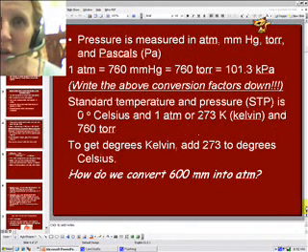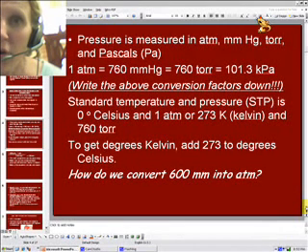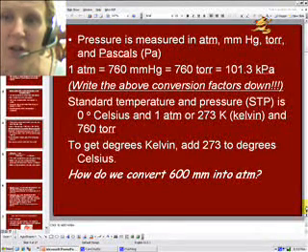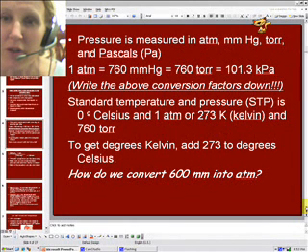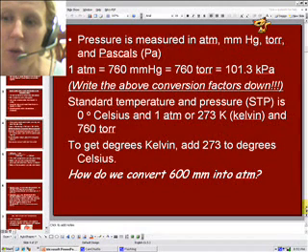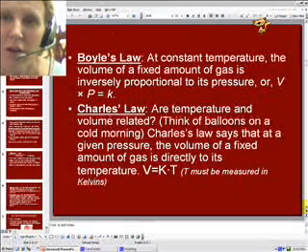Pressure is measured in a variety of different units: atmospheres, millimeters of mercury, torr, pascals or kilopascals, and you will need to be able to convert between the different units. Standard temperature and pressure is 0 degrees Celsius and 1 atmosphere, or 273 degrees Kelvin and 760 torr. I'm just telling you this now because you will see that in some of the problems. We'll go ahead and skip the sample problem. I'll talk about that later in the week. It's just a sample of how to convert between pressure units.